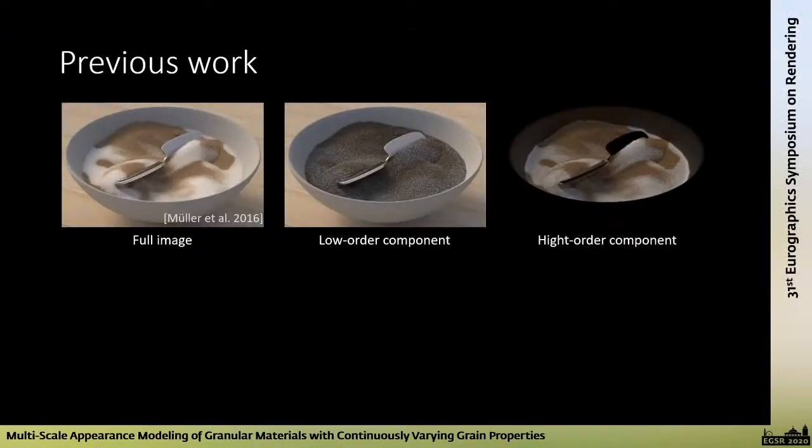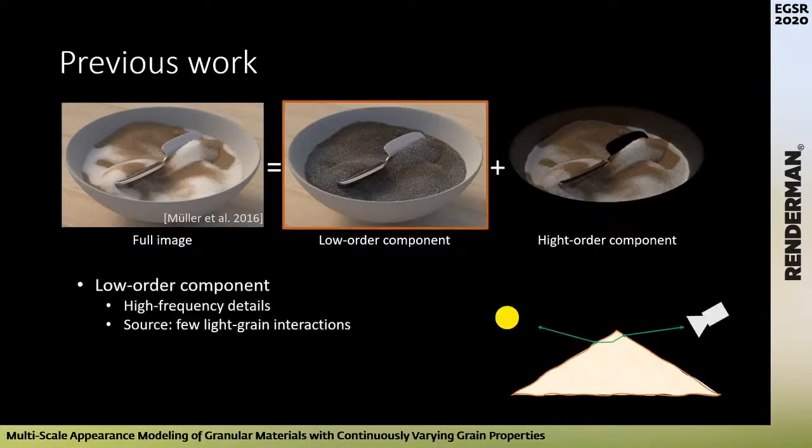Before moving on to the details of our method, it is necessary to introduce some related previous work. As suggested in Mueller's paper, the appearance of granular material can be separated into high-order and low-order components. The low-order component contains the high-frequency visual structures, including geometric details, sudden color changes, and glints. It is caused primarily by light interacting only a few times with the grains.